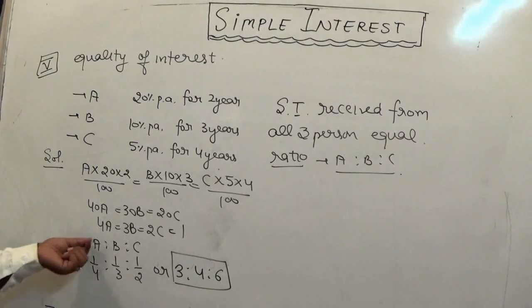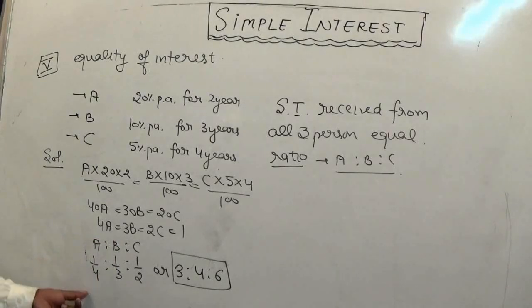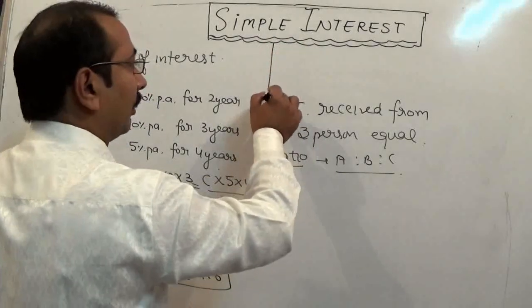From here I can say A ratio B ratio C, 1 upon 4 is to 1 upon 3 is to 1 upon 2, that is 3 ratio 4 ratio 6. I can also use the standard formula for these type of problems.